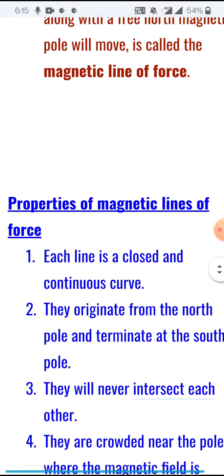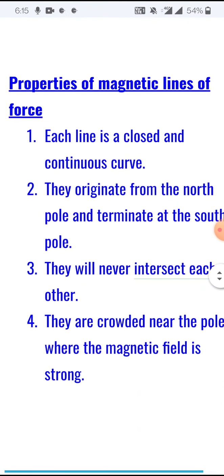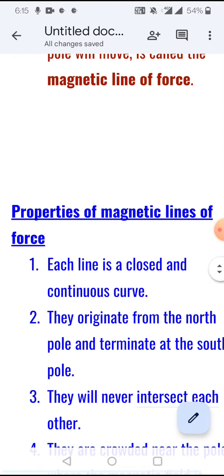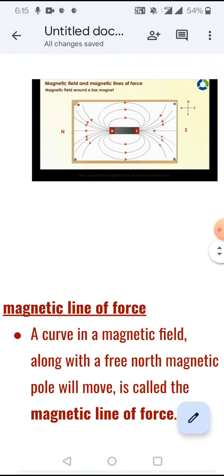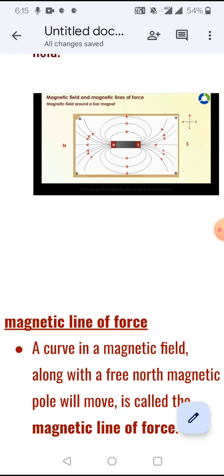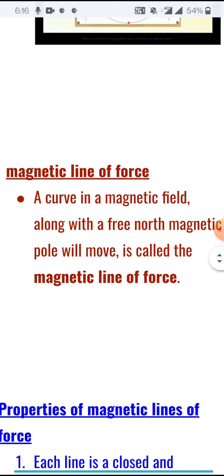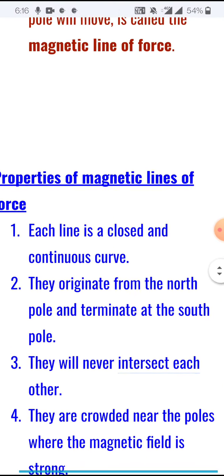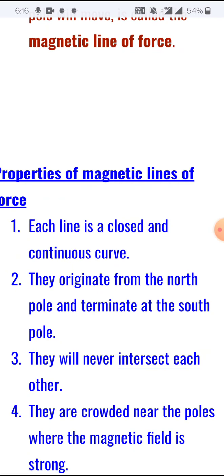Properties of magnetic lines of force. Each line is a closed and continuous curve. See the picture. The curves are continuous. That means they start from one point and end at another point. That means they are continuous.